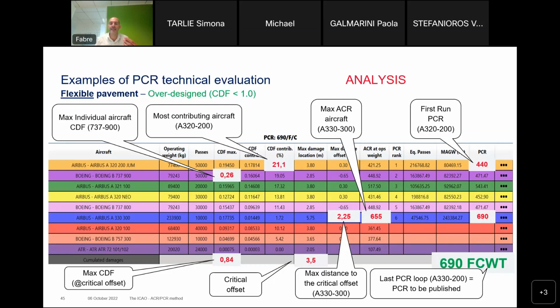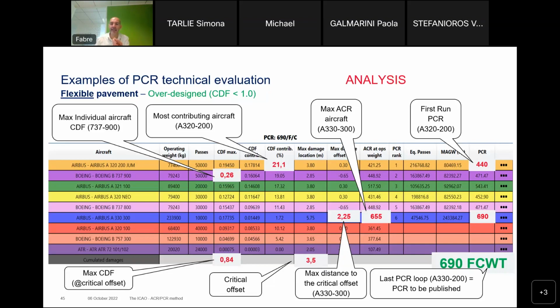And you can observe that its position relative to the critical offset is the largest one. So it is about 2.25 meters far away from the critical offset. Okay, this is the reason why its contribution to the max CDF is very marginal. This is because of its main gear geometry. Okay. And when we perform this last iteration for this aircraft, we obtain a PCR of 690.